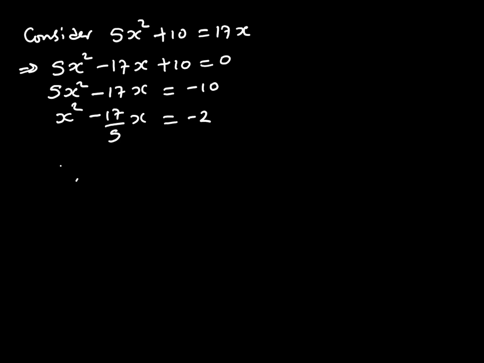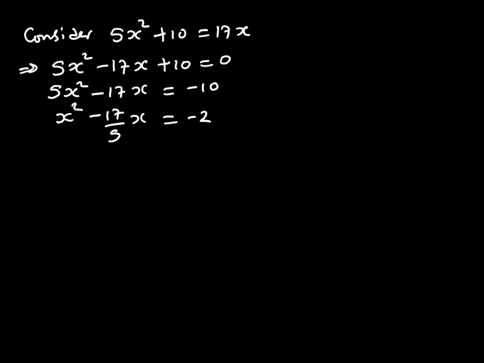That's when you divide through by 5. 10 divided by 5 is just negative 2. Okay, so how do we go about this next? The next step, which challenges some students, is to take the coefficient of x, in this case negative 17 over 5, multiplied by a half. What you get, square it and add on both sides.